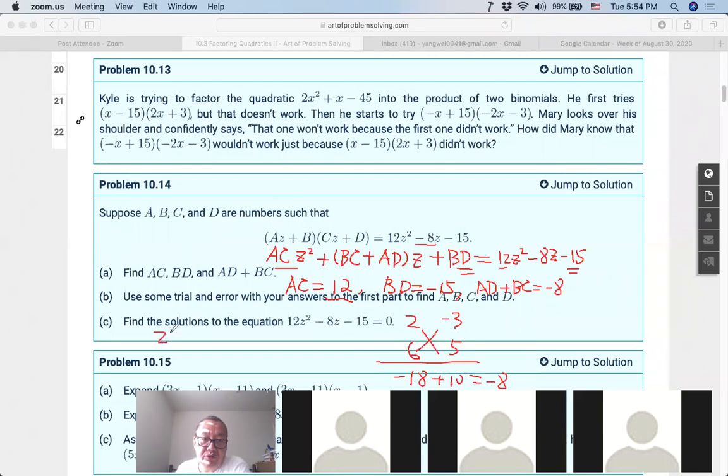So then we got 2Z minus 3 times 6Z plus 5. This one equals 0. So that means Z equals 3 over 2, then negative 5 over 6. Okay, so these are the solutions for this equation, right?